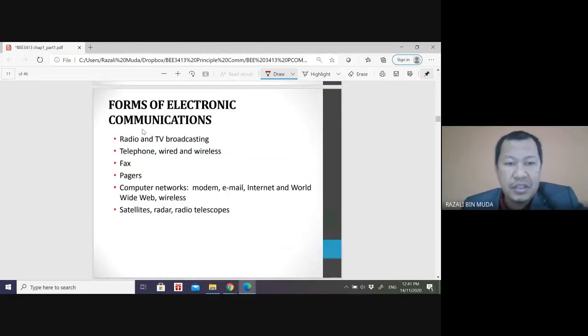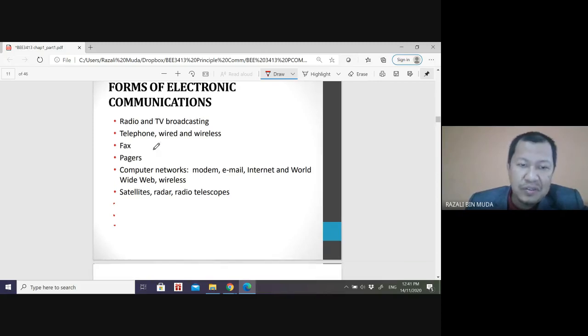Forms of electronic communication: radio and TV broadcasting, telephone, wired and wireless, fax, pagers, computer networks, modem, email, internet, WWW, wireless, satellite, radar, radio telescope. These are some examples. Ada lagi: WhatsApp, Telegram, Messenger, and the latest Insta. So many things you can list. This is the most common.